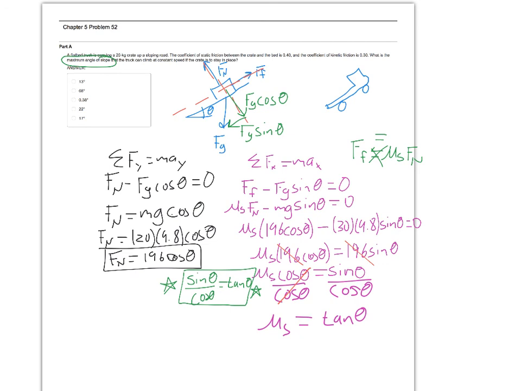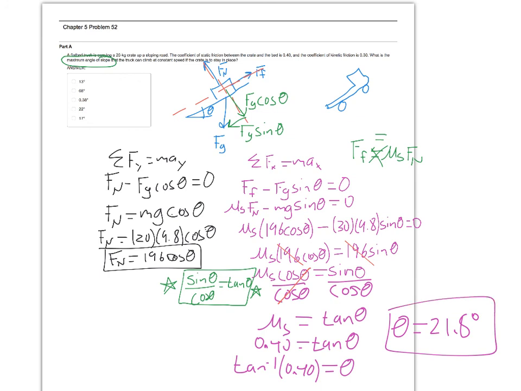Okay, and I can substitute in my coefficient of static friction, which I know is 0.40, and that's going to be equal to tangent of the angle. So the inverse tangent of 0.40 is equal to my angle. So I find here that my angle is going to be 21.8 degrees. So that would be rounded to 22, so there's my answer.